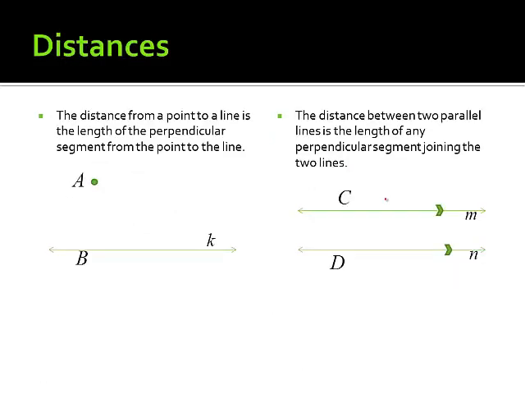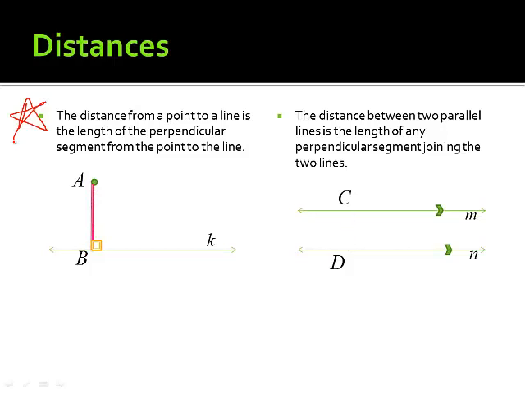Okay, distances. This is going to be something you're going to be using in later modules, specifically when we get to triangles. We're going to be talking a lot about distances. But this particular one here is probably the more important of the two, or the more prominent, I should say. The distance from a point to a line is going to be the length of the perpendicular segment from the point to the line. So if I draw a segment, it has to be perpendicular to represent a distance.